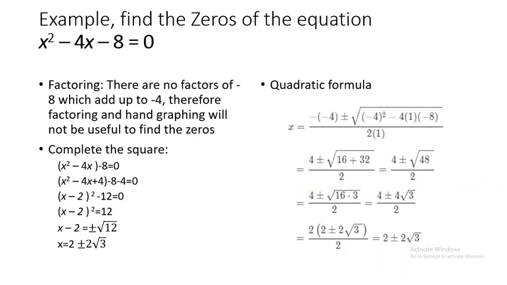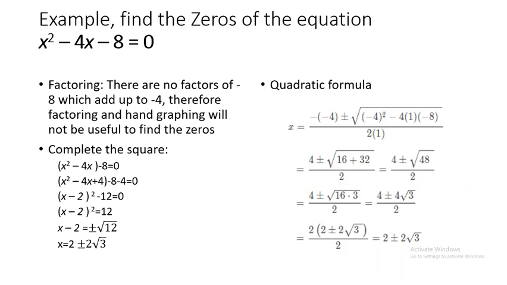And so we're using the algebraic methods that we know. We can't factor this equation. We see that because there are no two factors of negative 8 which add up to negative 4. And so factoring and graphing by hand won't be useful to find zeros.